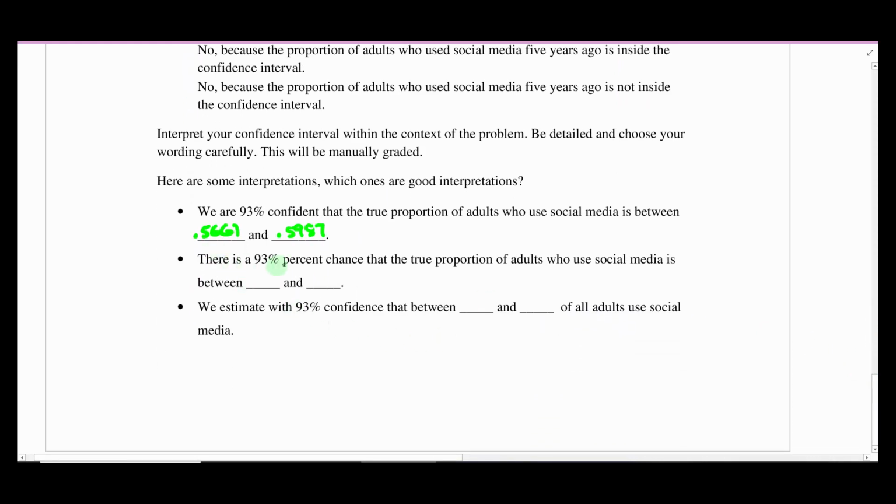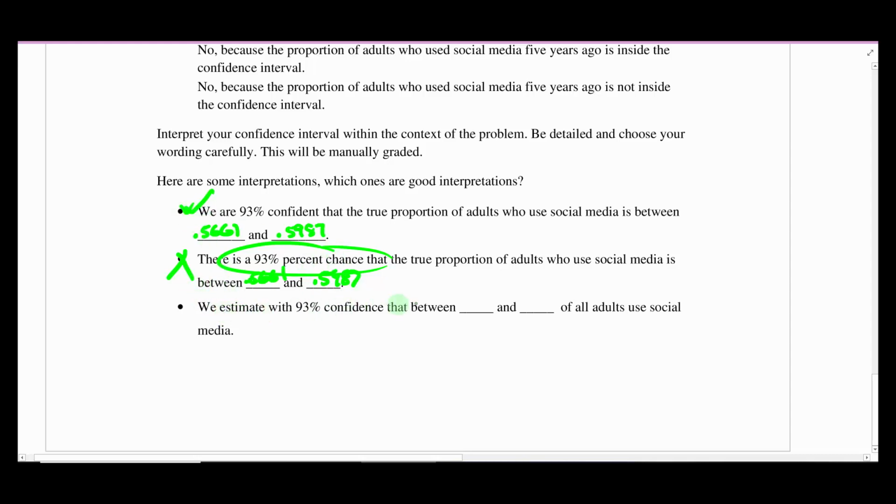Another way to say it is there is a 93% chance. This one says there is a 93% chance the true proportion of adults who use social media is between 0.5661 and 0.5987. This is not a good one. This is not a 93% probability. Confidence and probability are two different things. Never use the word chance, never use the word probability when interpreting a confidence interval. Don't do it. I have to mark it wrong because it is not a probability. So the first one's good, second one's bad.